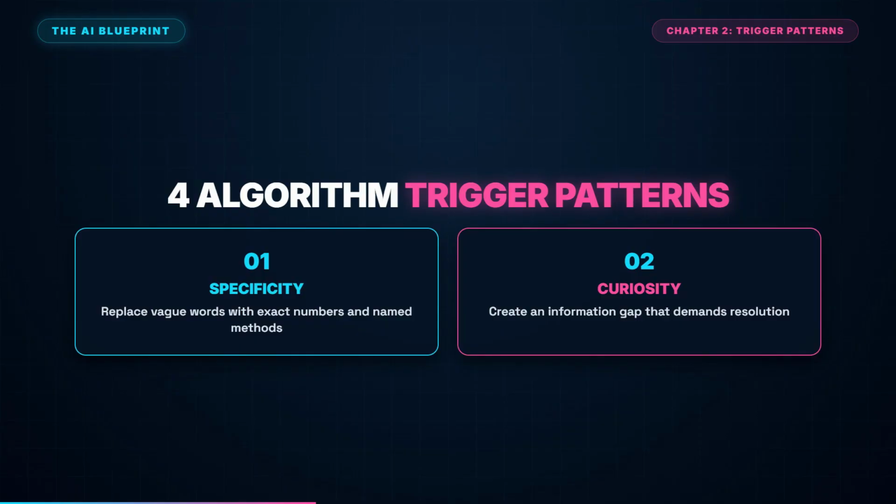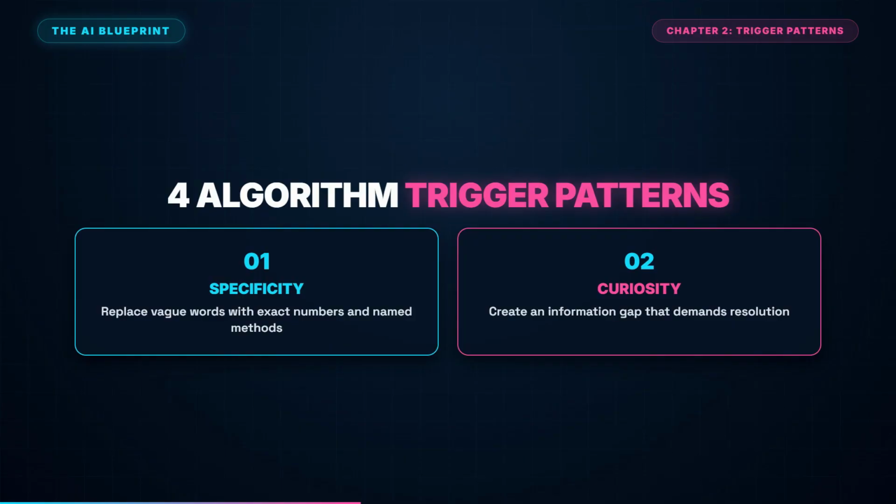Pattern 2 is the curiosity trigger. This creates an information gap in the viewer's mind that can only be resolved by clicking. The most reliable curiosity structures use why, how, or a direct contradiction. For example, why most YouTube advice is destroying your channel. The viewer already believes they are following good advice. The contradiction creates tension. They need to click to resolve it.